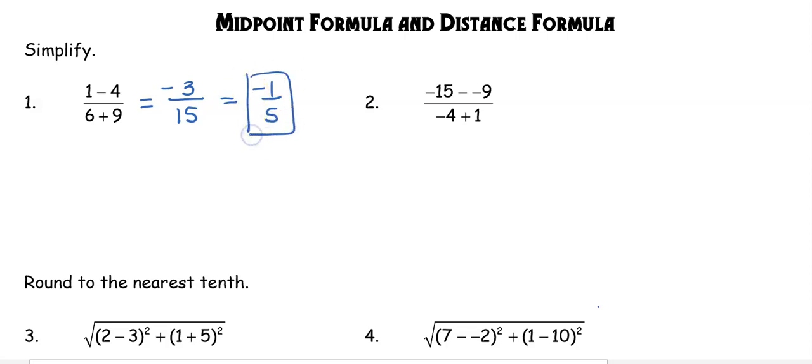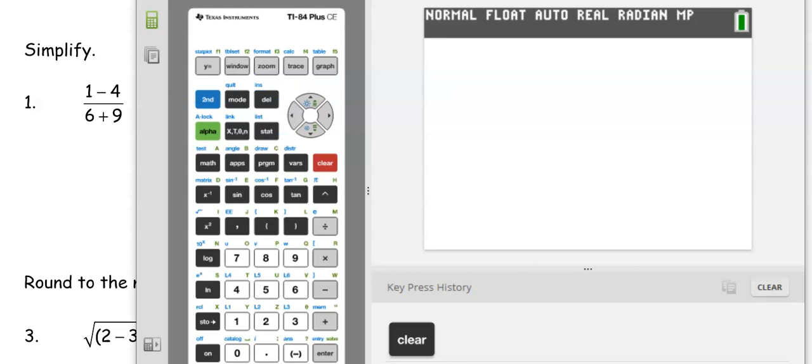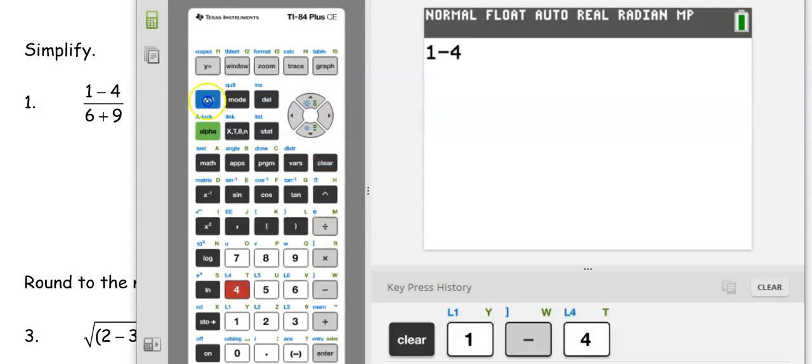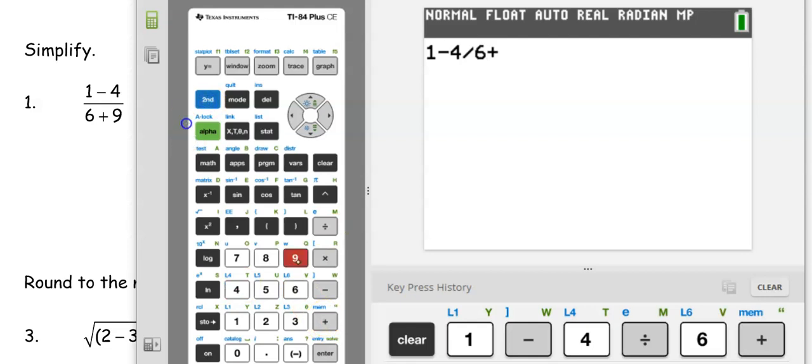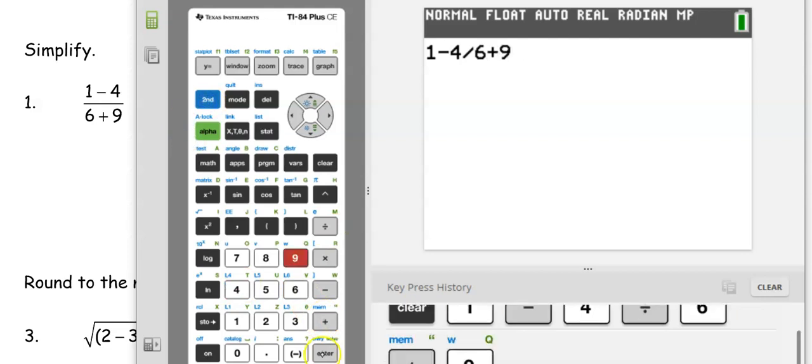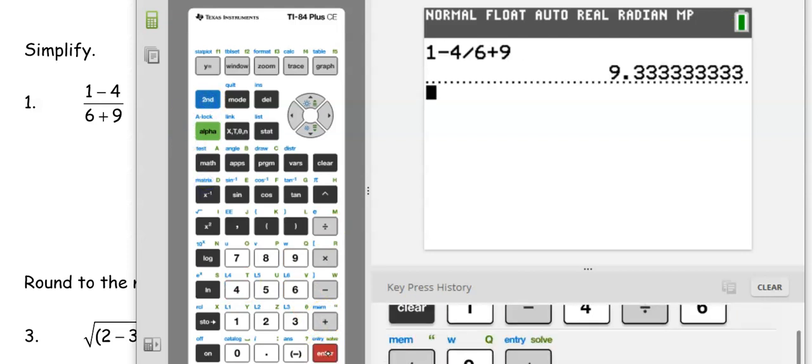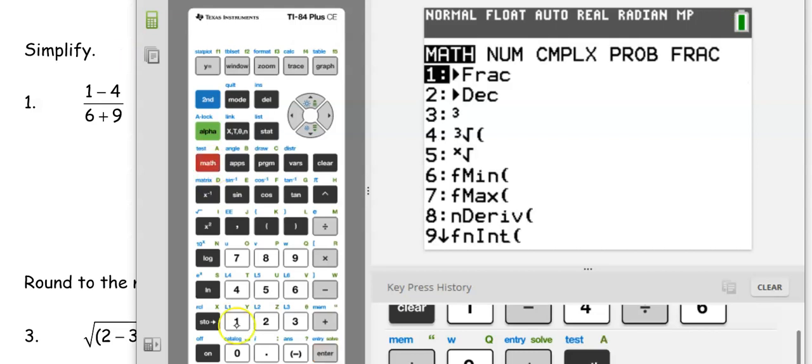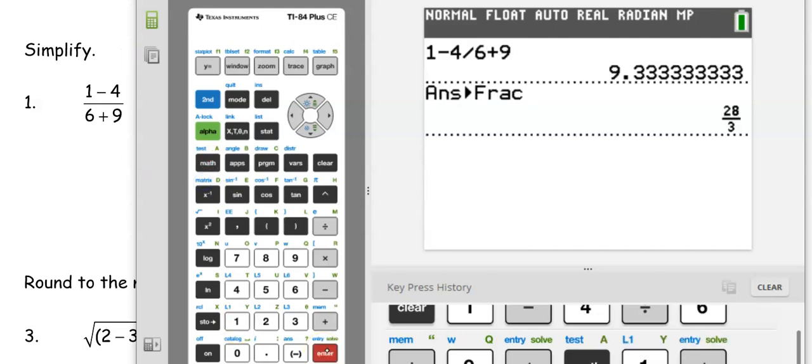That reduces down to negative 1/5. Done. But you know what happens if you rush to your calculator? If I do 1 minus 4 divided by 6 plus 9, I did exactly what I see, and I hit enter, and I hit math, frac, our favorite button. I get 28 over 3. A problem that we did so simply just now by hand, our calculator did wrong. No, we entered it into our calculator wrong.